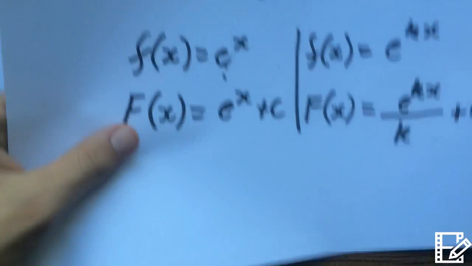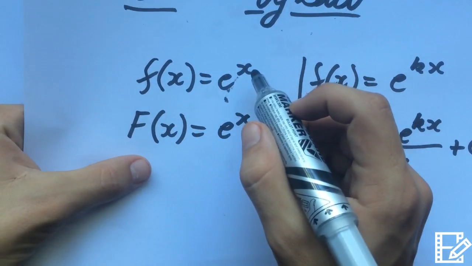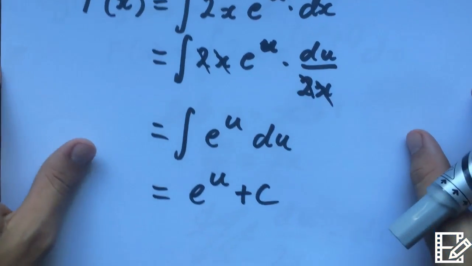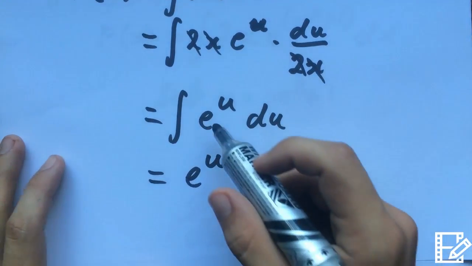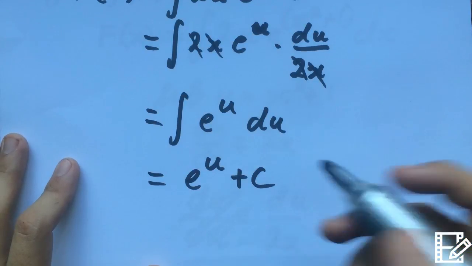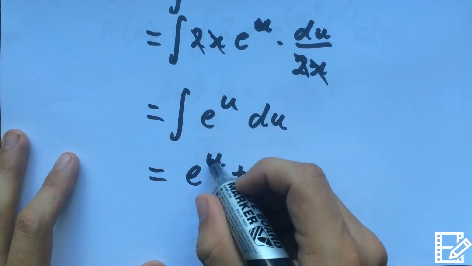So I showed you earlier, e to the power of x, when you anti-differentiate, you get e to the power of x plus c. In this case, we have u, so e to the power of u. When you find the integral, you get e to the power of u plus c. Now what we need to do is sub u back in.